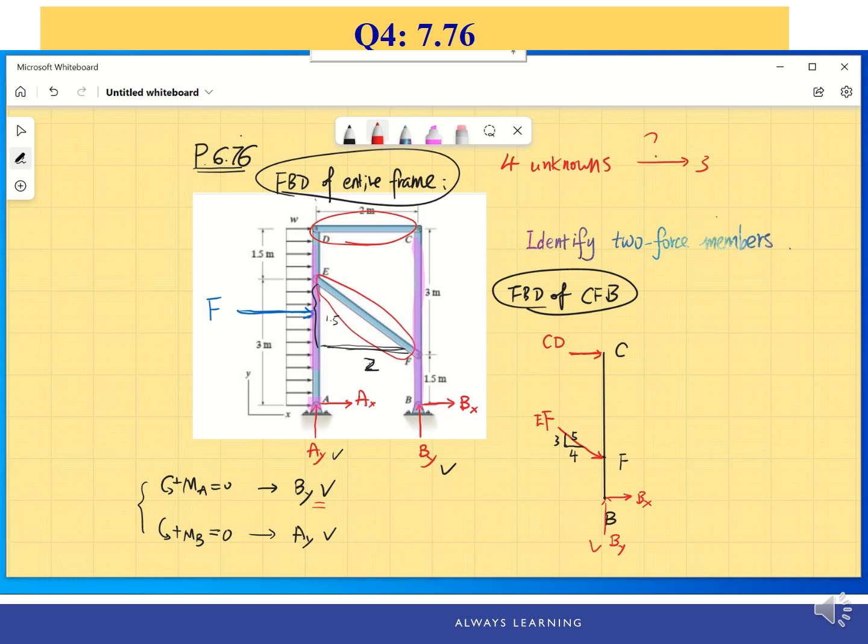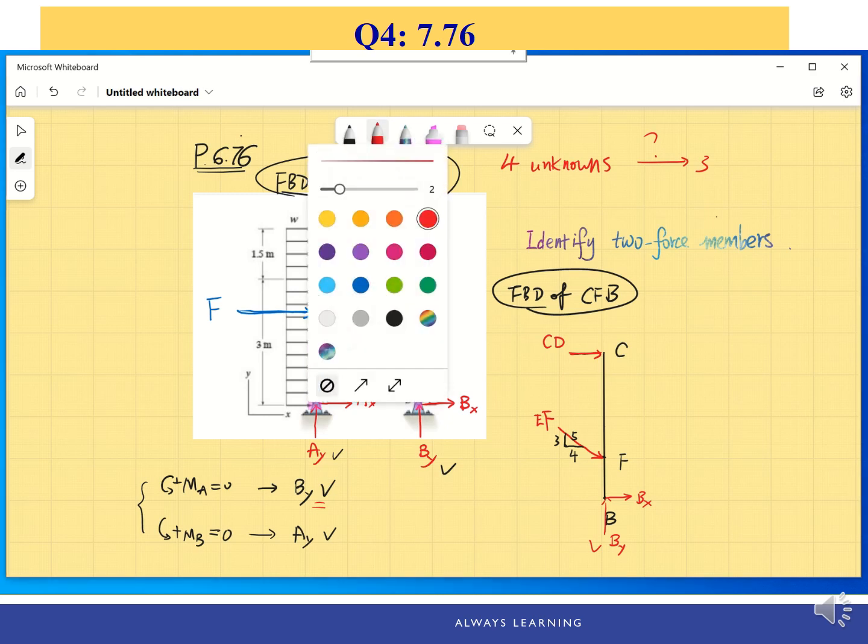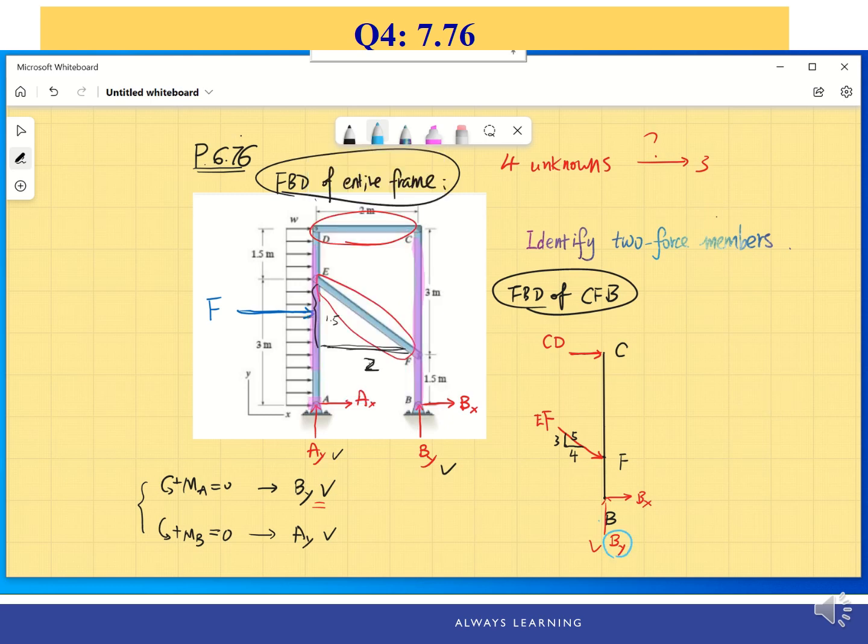Now let's check the forces we have and the forces we don't know and the forces we want to solve. Let me change the color here. BY, we just said we solved it, so this one is a known value. Then we have BX, that's 1, and EF, that's 2, and CD, that's 3. We have 3 unknowns, right? And we can solve all of them.